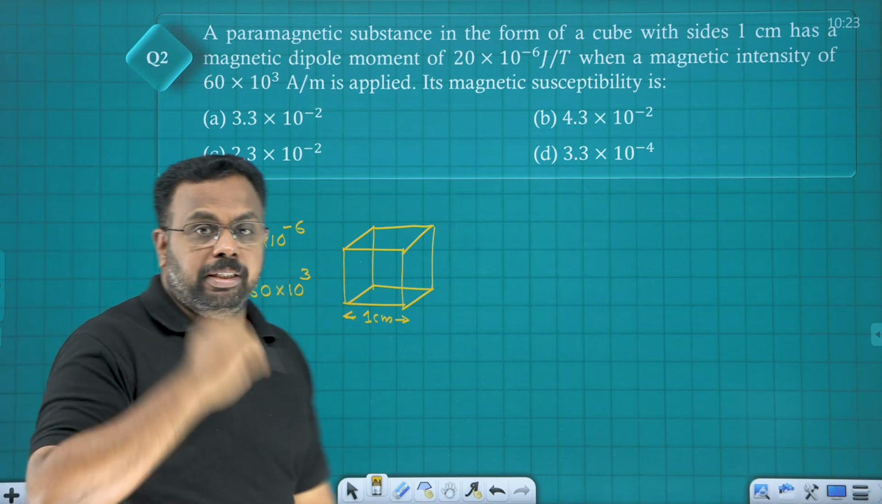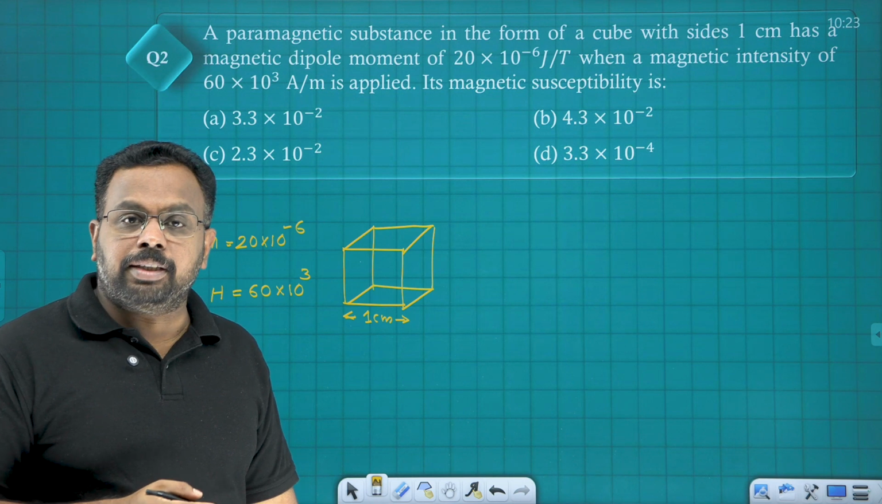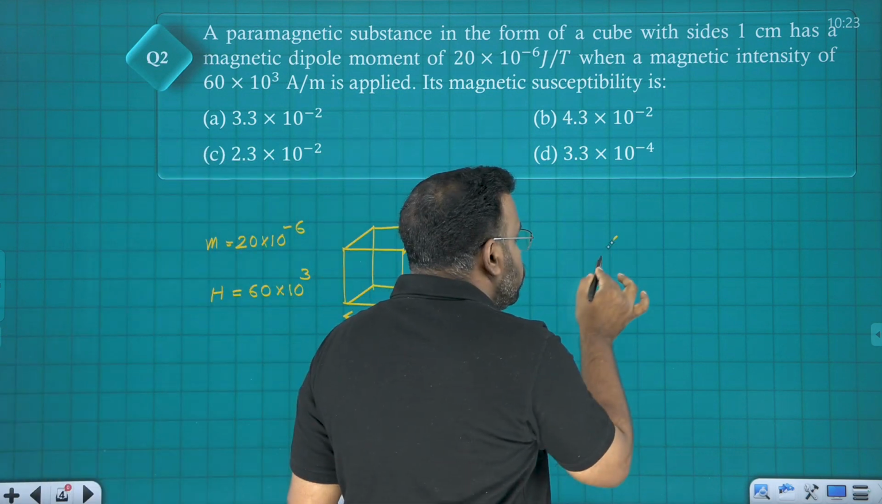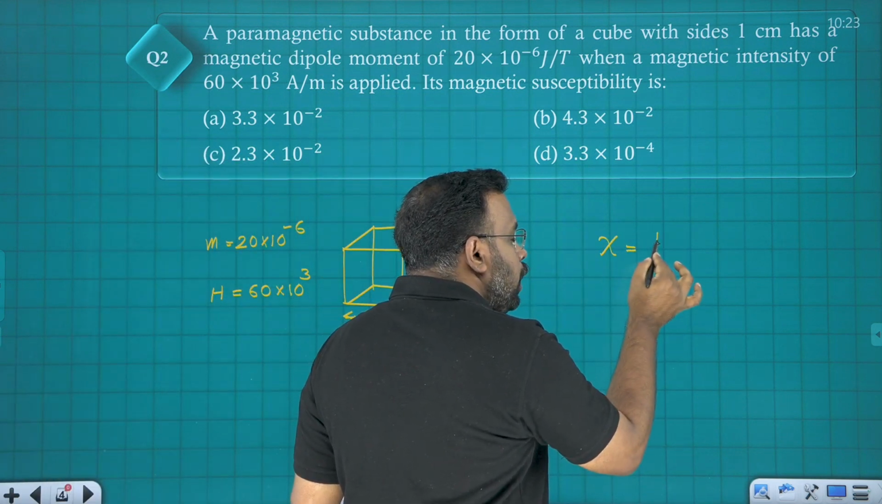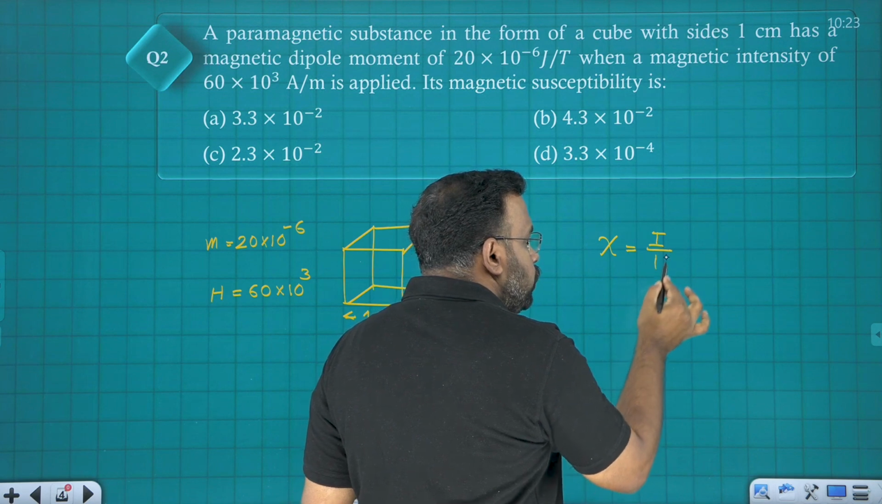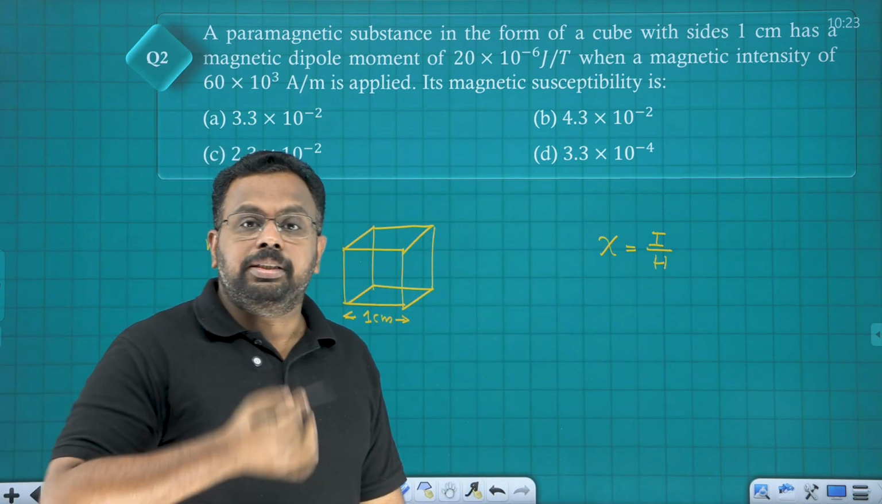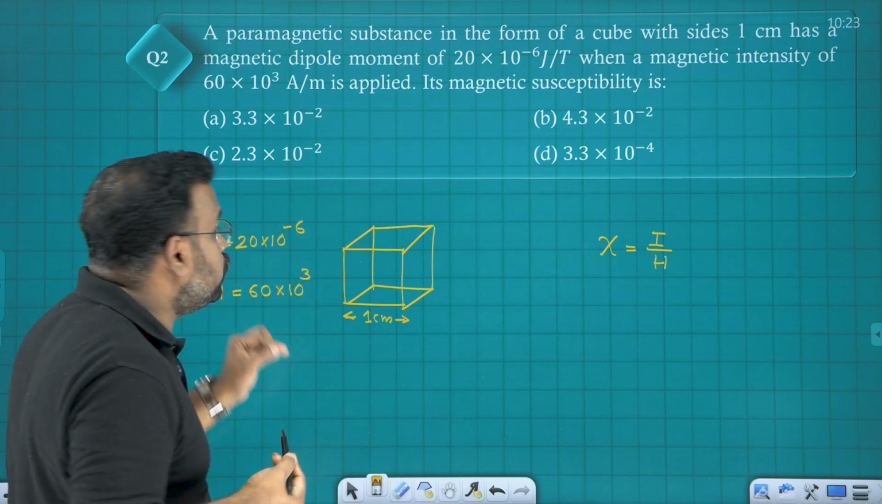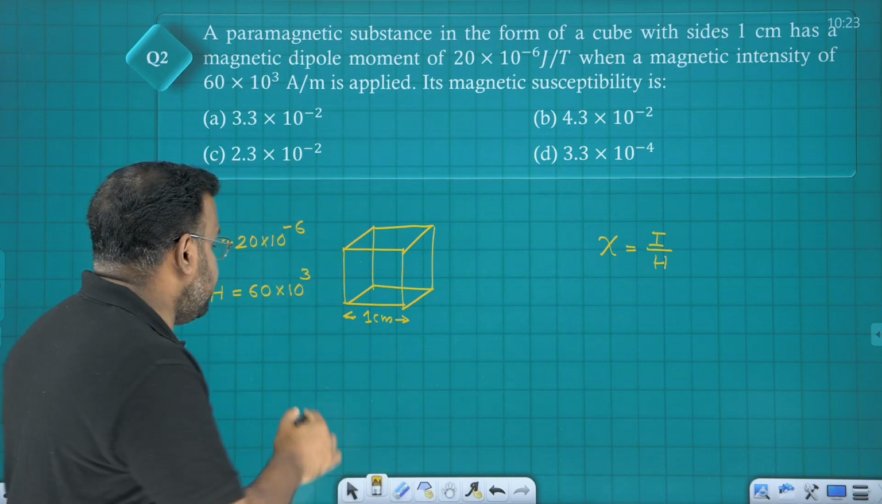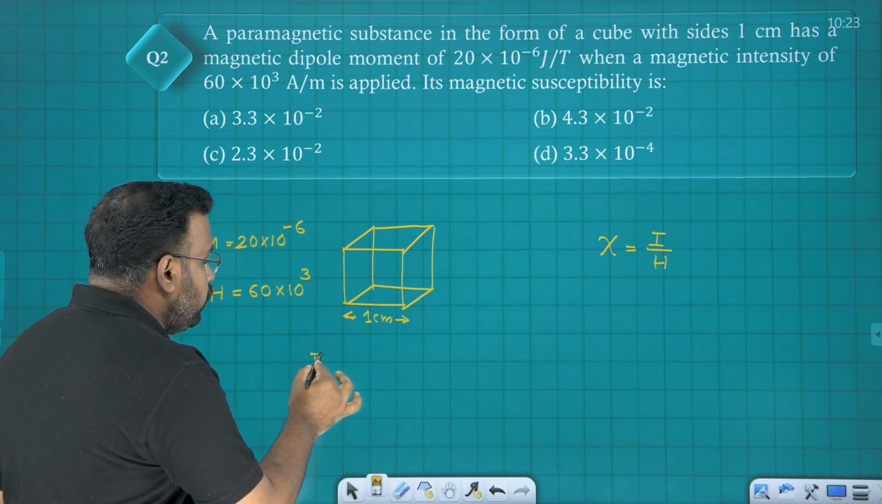Its susceptibility. Hope you remember the formula for magnetic susceptibility. Chi is equal to I by H. This is the formula, isn't it? What is I? I is intensity of magnetization. Is it given? No. But we know that intensity of magnetization is dipole moment per unit volume.